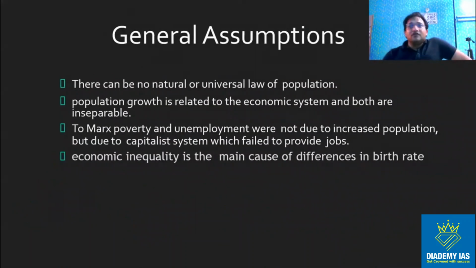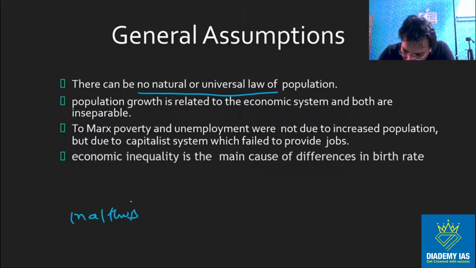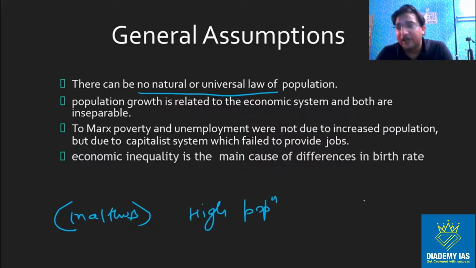So the general assumption of Marx is that there is no natural or universal law of population. So this Marx theory came opposite to Malthus. Malthus said that because of the high population growth rate, population grows in a geometrical manner, and because of the high population growth rate, there is high poverty.